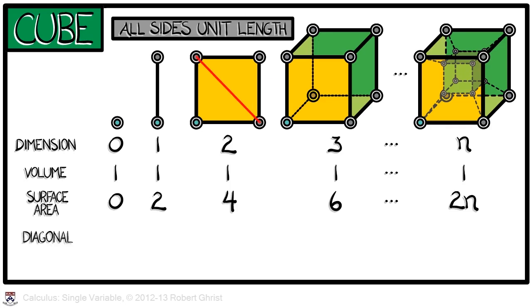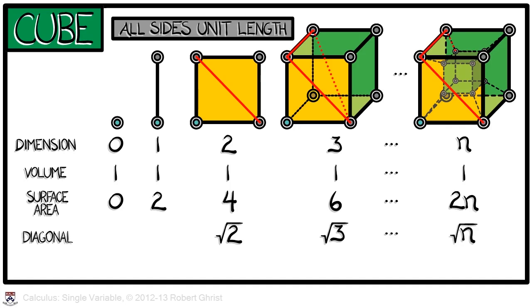The diagonal of a cube is the distance between opposite corners. We know from Pythagoras what that is for a two-dimensional cube. That's square root of 2. What about for a three-dimensional cube? Well, we would have to apply the Pythagorean theorem twice to obtain the square root of 3 as the length of this long diagonal between opposite corners.